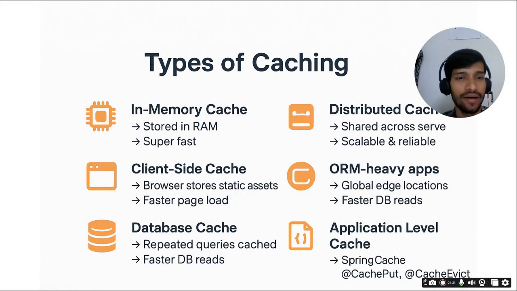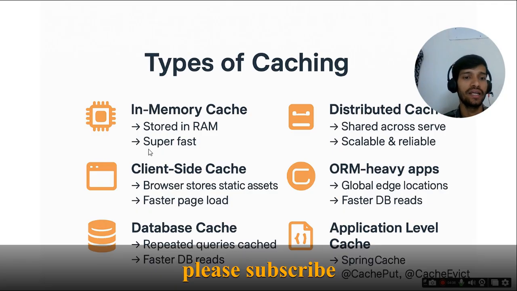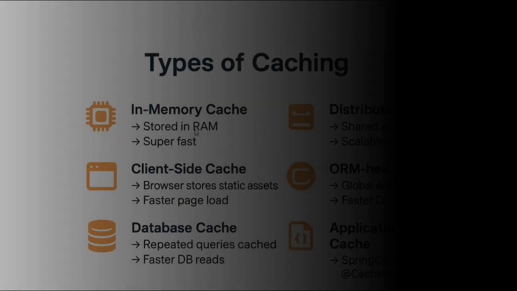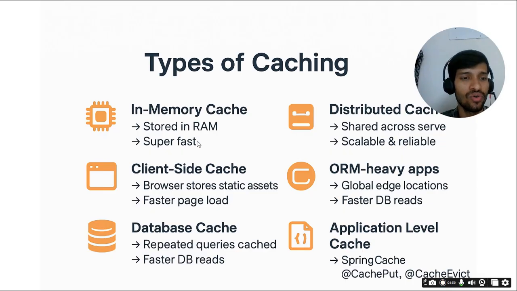There are different types of caching available in the market. We have in-memory caching, distributed caching, client-side caching, CDN caching, database caching, and application level caching. Let me explain each caching with a simple example. Let's start with in-memory caching. It is RAM based caching. In the market we have Caffeine and Ehcache, which you can use as in-memory caching.